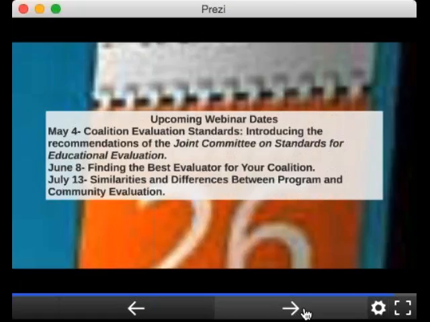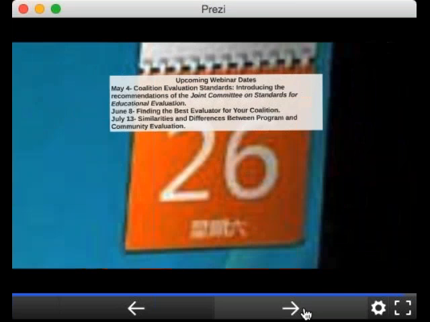So we have May 4th talking about the standards. June 8th, we're going to talk about how you find an evaluator for your coalition. July 13th, similarities and differences between program and community evaluation.